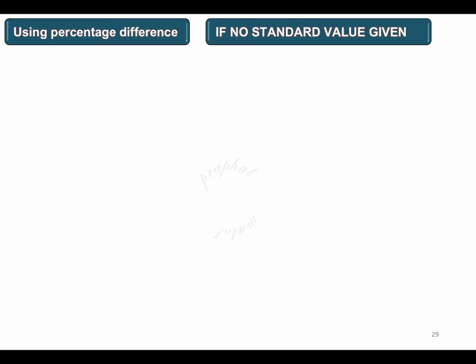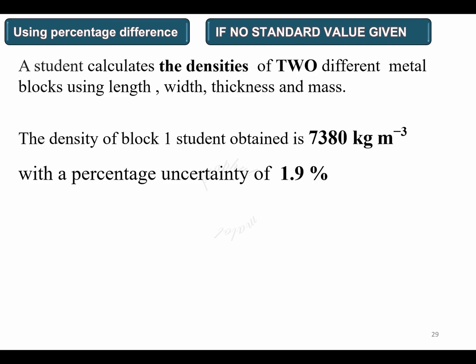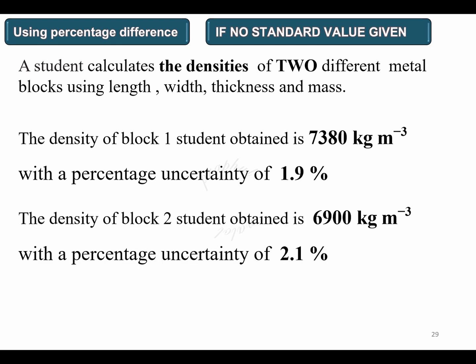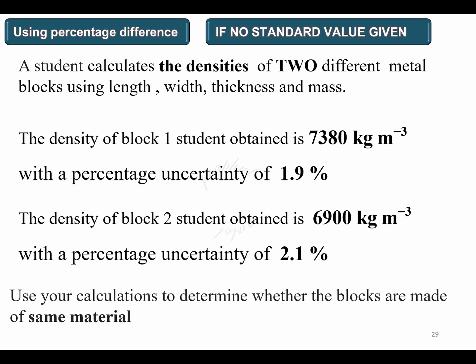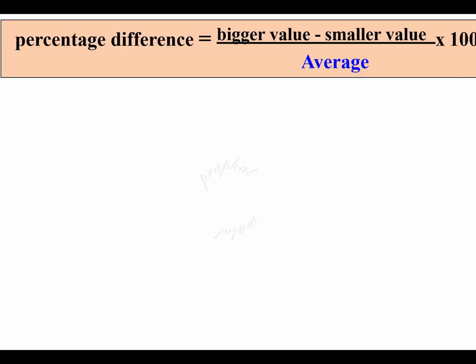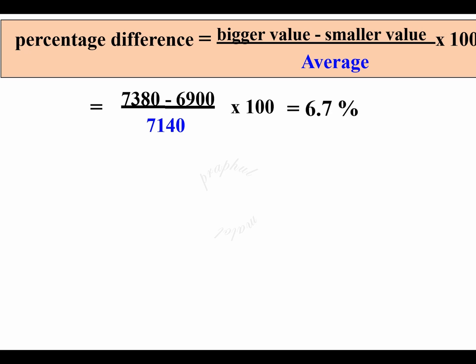A special case is if there's no standard value given. Here the student is given two different samples, maybe made of different materials. Student found the density of each material and the percentage error in each experiment to get the density. Now we are checking whether these two materials are the same. So I'm finding bigger value minus smaller value, then divide by average of these values since there is no standard value here. 6.7% variation is there between the values.